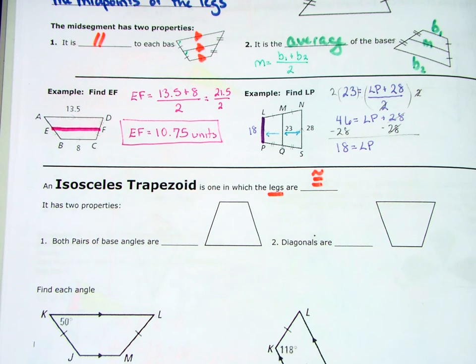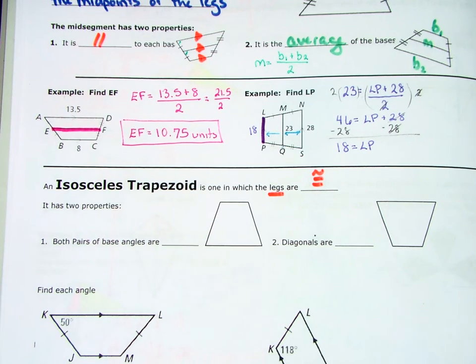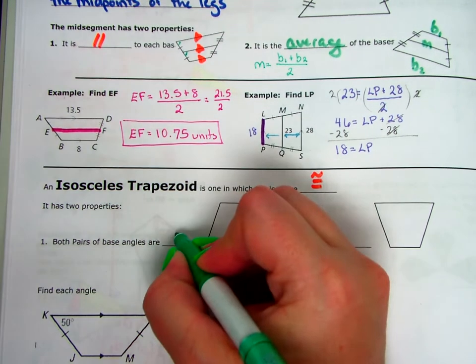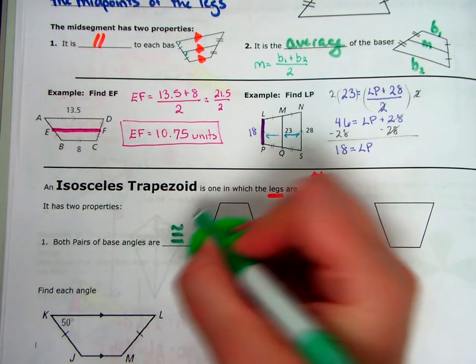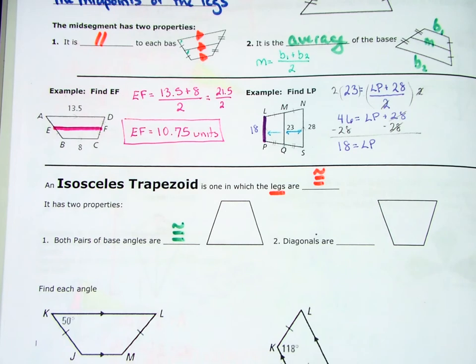This is the kind of trapezoid you see when you're first learning trapezoids. They only ever show you isosceles trapezoids. Okay? There are two properties that you need to know about your isosceles trapezoid other than the fact that your legs are the same. That's important to know. The first thing is that both pairs of base angles are congruent. Okay? Both pairs of base angles are congruent.